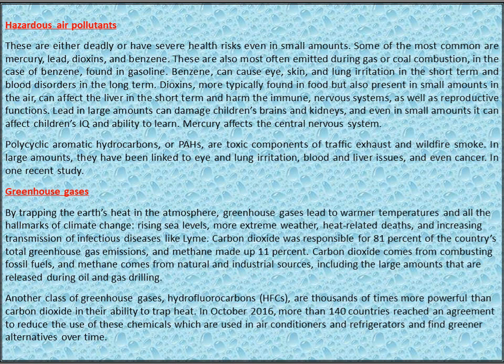Dioxins, more typically found in food but also present in small amounts in the air, can affect the liver in the short term and harm the immune and nervous systems as well as reproductive functions. Lead in large amounts can damage children's brain and kidneys, and even in small amounts it can affect children's IQ and ability to learn. Mercury affects the central nervous system.